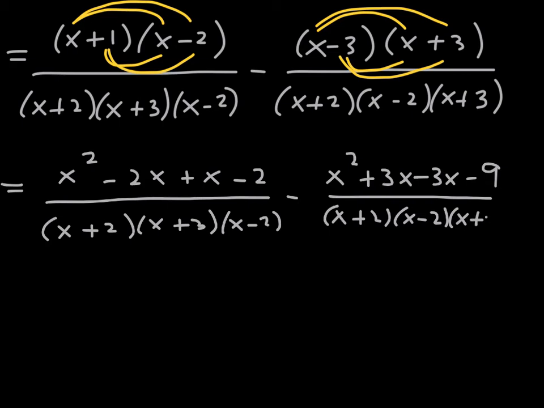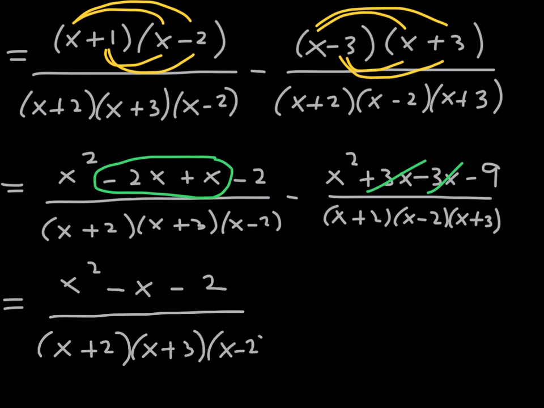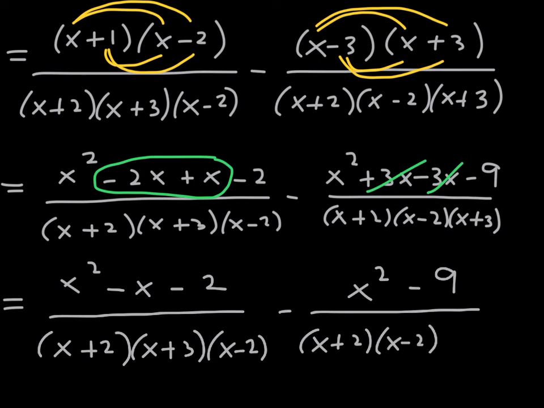Okay. Let's combine like terms now. And the like terms I'm talking about are these. These are like terms. Over here, these just cancel because they're opposites, right? So then what you're left with is x squared minus x minus 2, right, over the LCD. All right. And over here, you're left with x squared minus 9 over the LCD. Alrighty. Okay, cool. Let me move this up more.